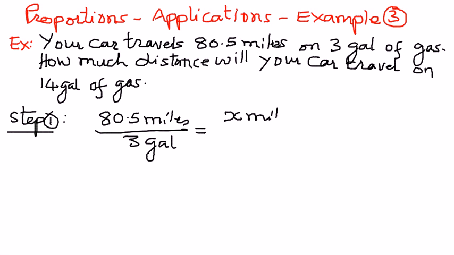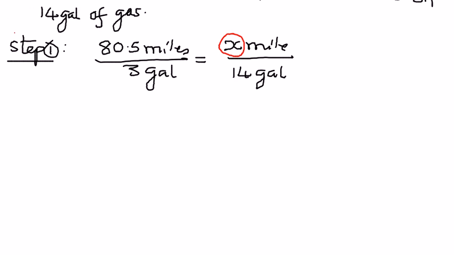We do not know that distance. How much distance can we travel with 14 gallons of gas? So the unknown quantity here is x. We want to find the value of this distance we can travel on 14 gallons of gas. So how do we write this? Let's write this as step number 2.